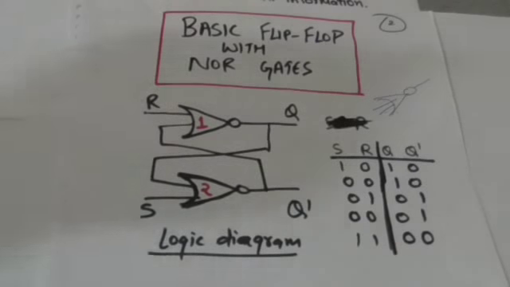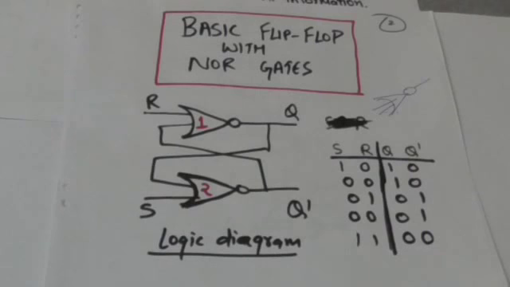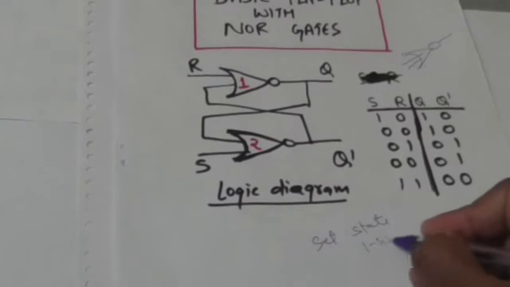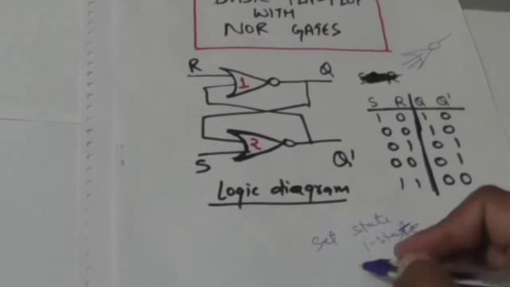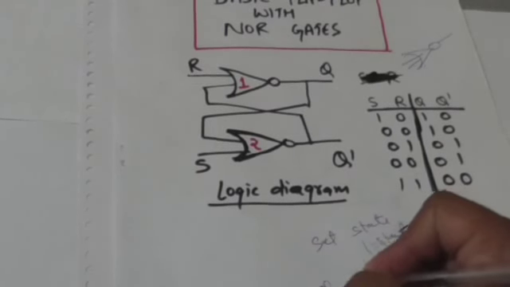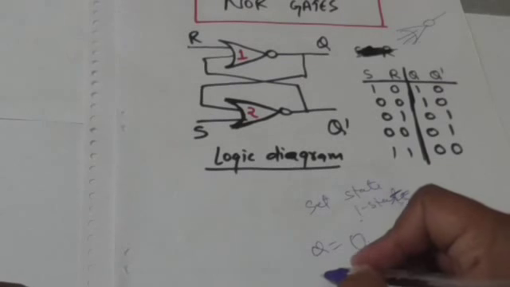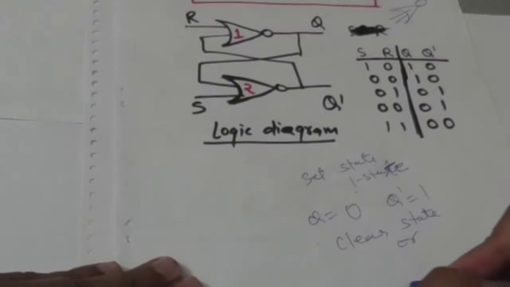Now look here. When Q equals 1 and Q' equals 0, then the flip-flop is said to be in set state or 1 state. When Q equals 0 and Q' equals 1, then the flip-flop is said to be in clear state or 0 state.